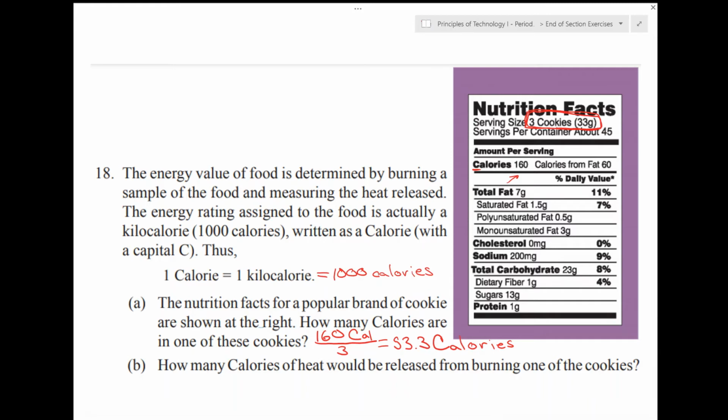How many calories of heat would be released from burning one of the cookies? Well, I feel that this C is a misprint and it should probably be a lowercase c, because we just figured the answer to this problem out in part A. So I'm going to say 53.3 kilocalories times 1,000 calories per kilocalorie is going to be 5,333 calories of heat are released from burning one cookie.